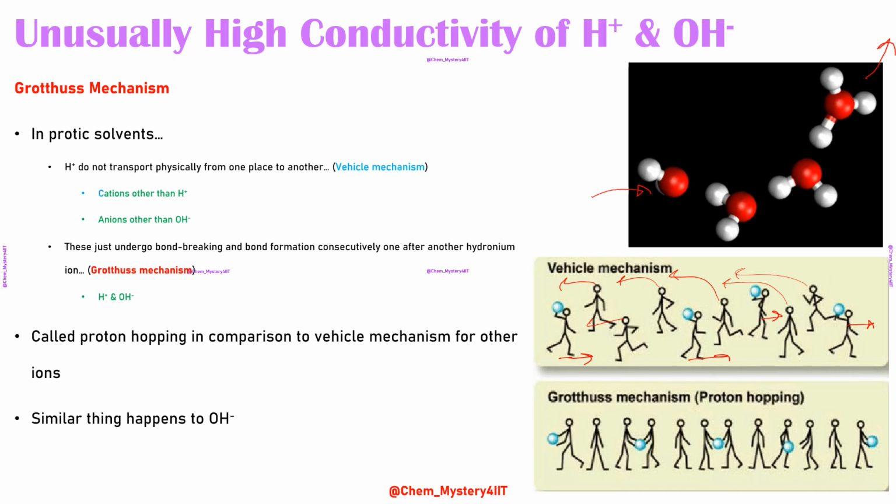But in proton hopping, something different is happening. This person is taking that object and passing it on to this person, who passes it on here, and there is no physical moving of the people. They are standing in their own places. They are just passing that object, that ball or anything, like a proton in this particular case, we can say. That was Grotthuss mechanism.